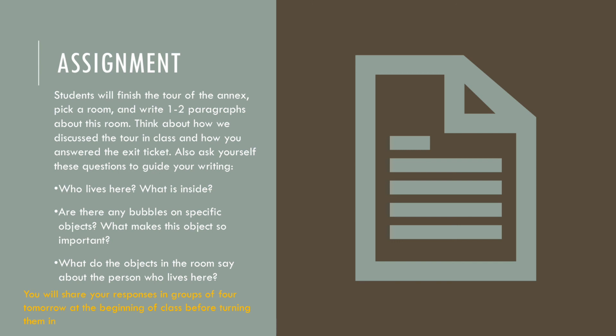You can also ask yourself a few of these questions to help you guide your writing. So, who lives here? What is inside? Are there any bubbles on specific objects? And if so, what makes this object so important, whether it be historical or a personal item? So, what do the objects in the room say about the person who lives here? You will share your responses in groups of 3 to 4 tomorrow at the beginning of class before turning in this assignment.